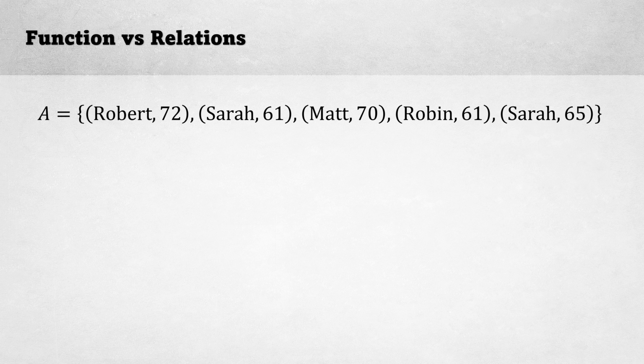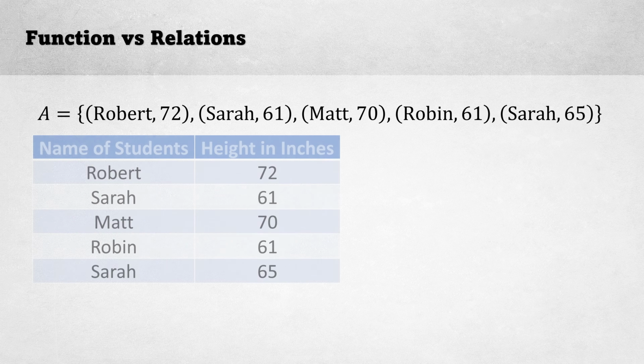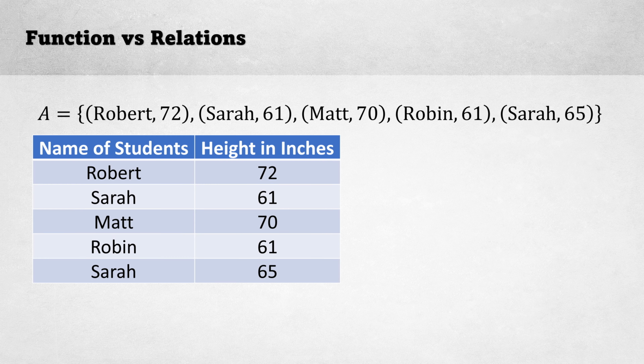Two things or objects can be related in many ways and can be expressed in different ways. For example, the names of students and their heights in inches can be expressed as a set of ordered pairs where Robert is 72 inches, Sarah is 61 inches, Matt is 70 inches, Robin is 61 inches, and another Sarah is 65 inches. The same set can be expressed in a table of values where one column represents the names of students and another column represents heights in inches.